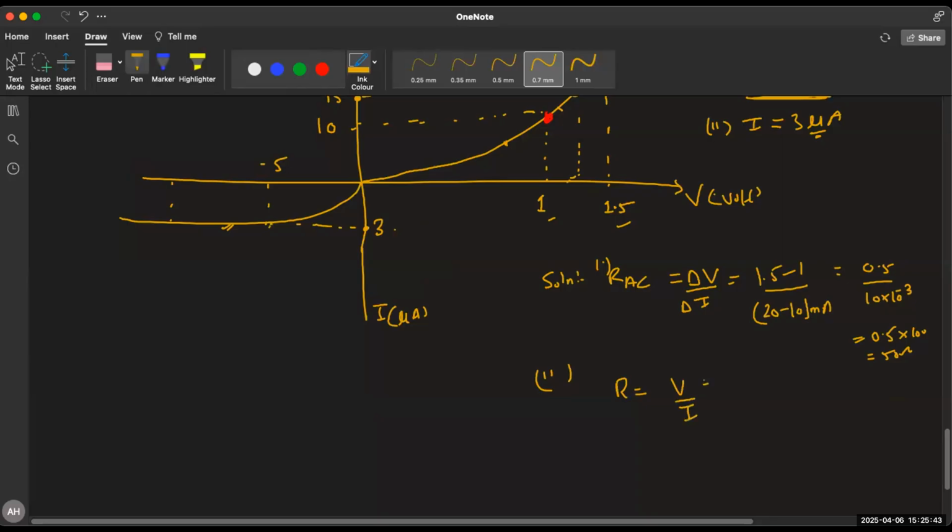You have the voltage corresponding to the current. We'll put V as 5, and 3 is micro. So it's 5 by 3 into 10 raised to the power 6 ohm. This is how we calculate resistance. It's V by I. Is it clear? Yes, sir.